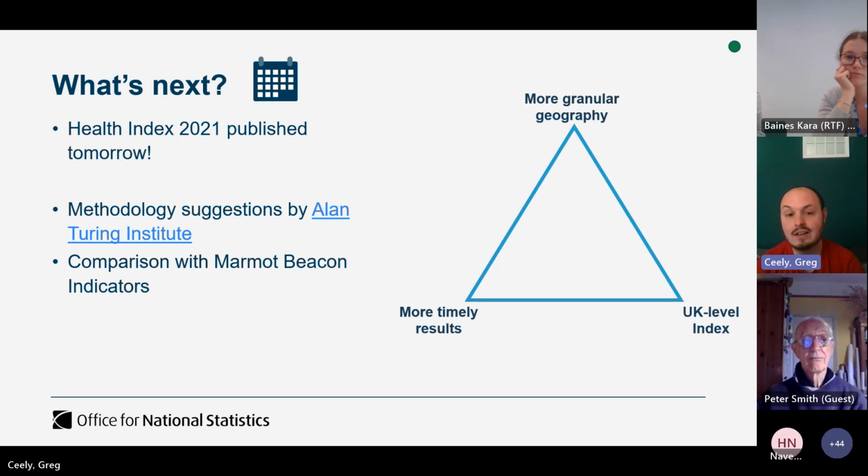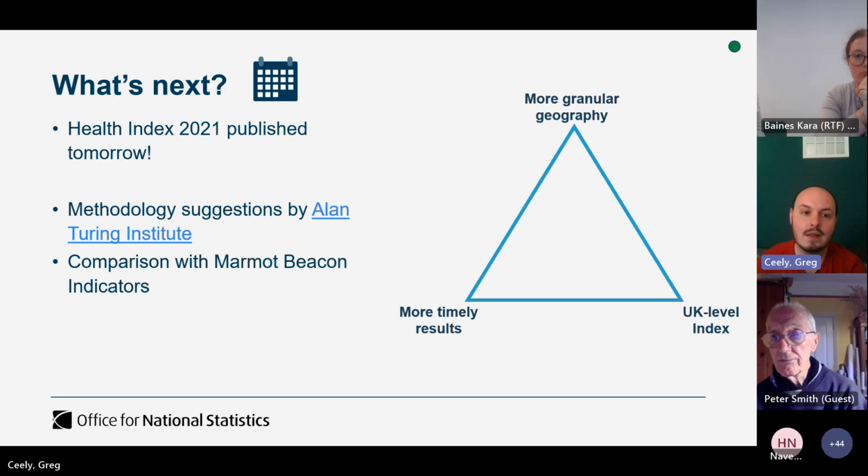So the challenge to a UK level index is how we harmonise the similar but different data which these different nations hold in order to make something which is truly comparable between them and can be summarised into a UK level health index. Effectively, a scenario we're keen to avoid is, while we have a great amount of respect and make great use of the indices of multiple deprivation, the fact that the Welsh IMD and the English IMD are not directly comparable is the type of situation we want to avoid with the health index.